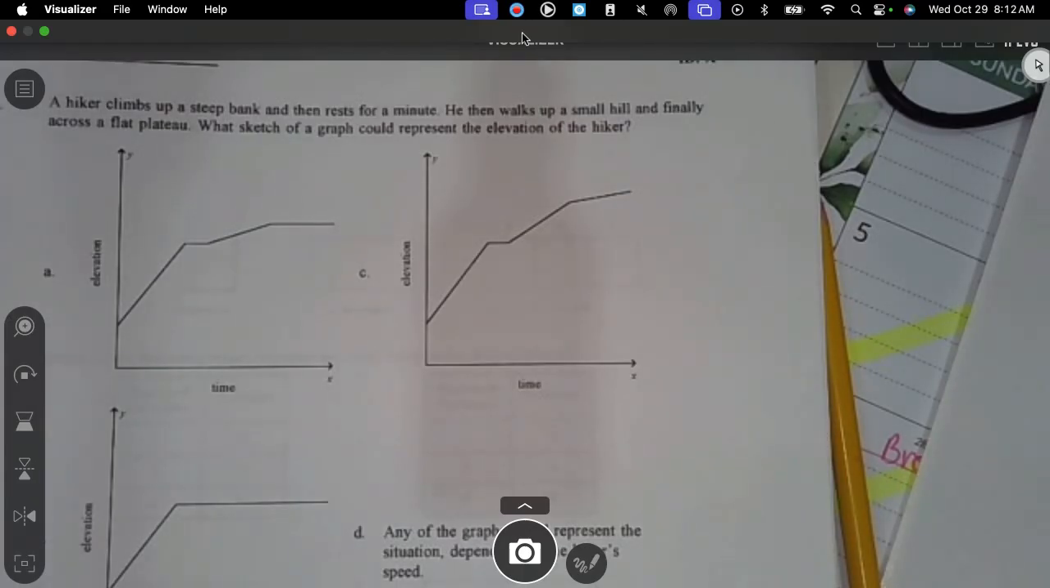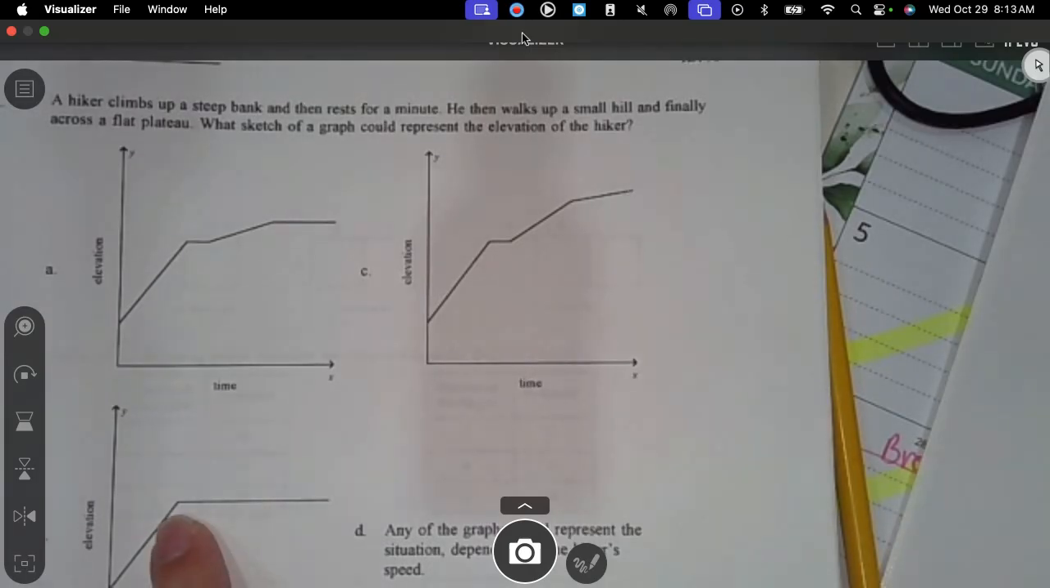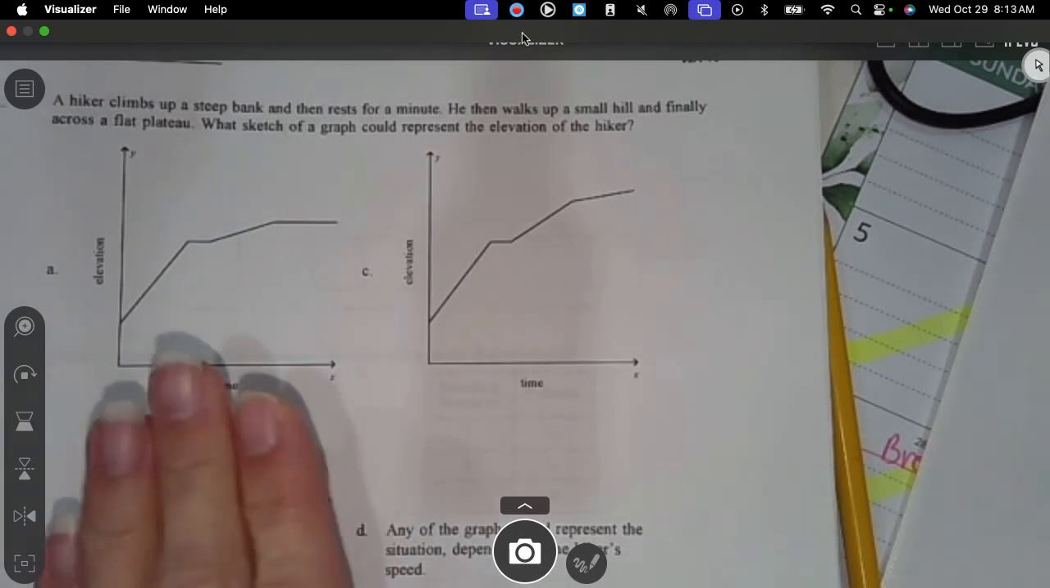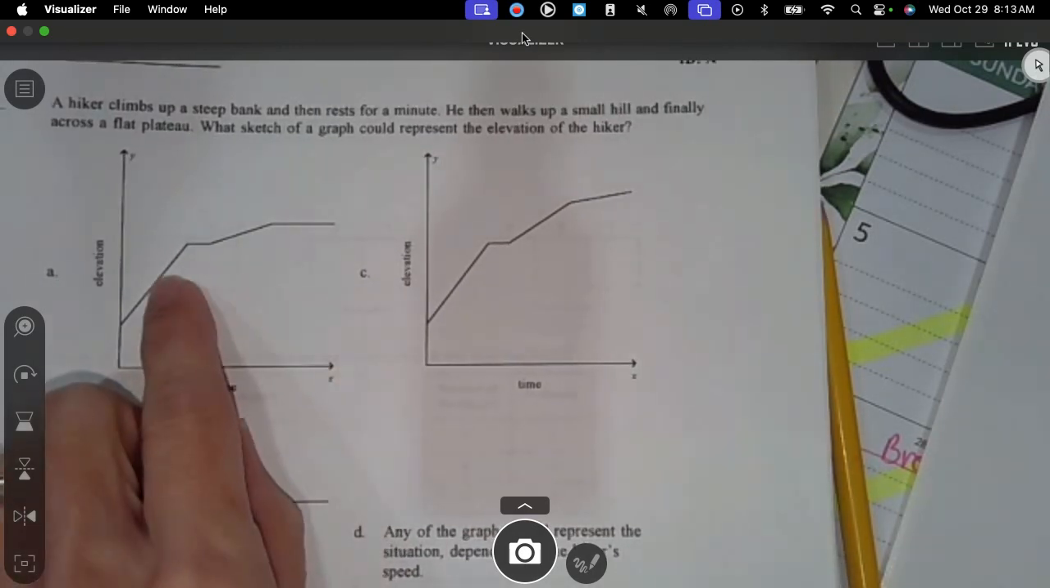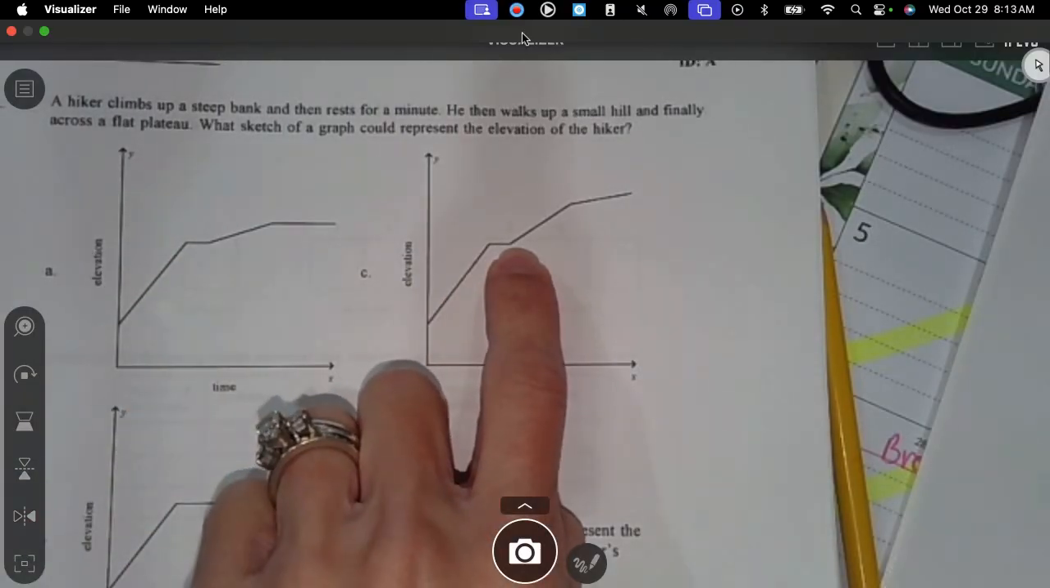Elevation is how high he is. So what does it start with? At first, he climbs up something steep. Well, don't all three of these graphs look like it's steep at first? Okay. Then when he takes a break, is he going up any? No. So it's going to be a little flat surface. That says that he quit for the day, it looks like. Doesn't it? It doesn't change any after that. So we don't think it's this one. All right. Both of these have a small flat surface where he didn't go anymore.